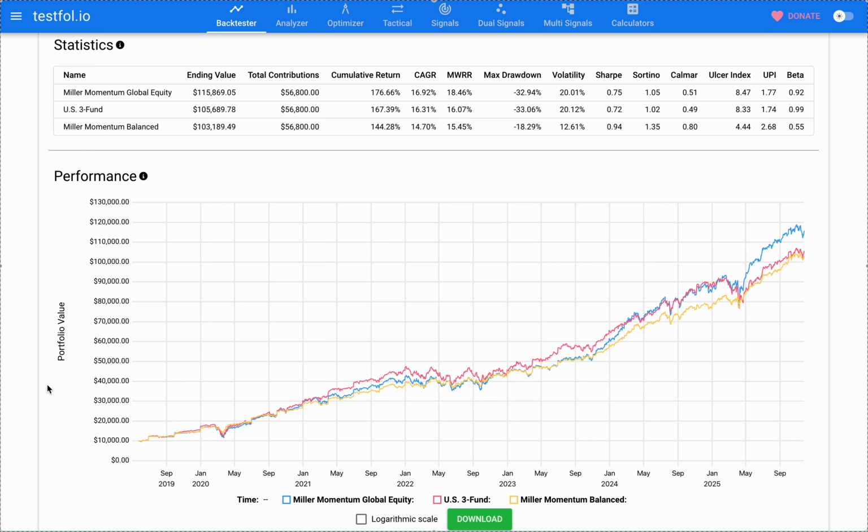So you're not going to be stranded if we have a situation like Japan did, where it was a sizable portion of the global stock market and then just shrunk after a big bust and took over 20 years to recover. Miller Momentum Global Equity isn't going to wait that long because it is globally exposed. Again, it's going to chase momentum wherever it goes.